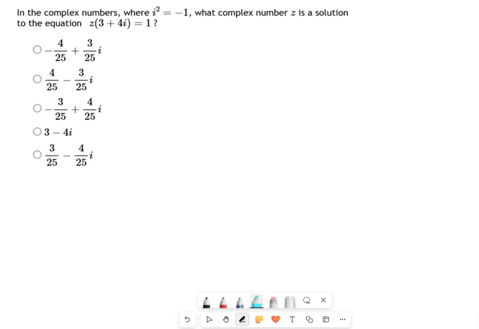You may remember complex numbers like i, or i squared, where i squared is equal to -1. That's a pretty important definition. But you may not be used to dealing with complex equations like this one that we have here. And look what it says. It says, what complex number is a solution? So that means we're going to solve for z.